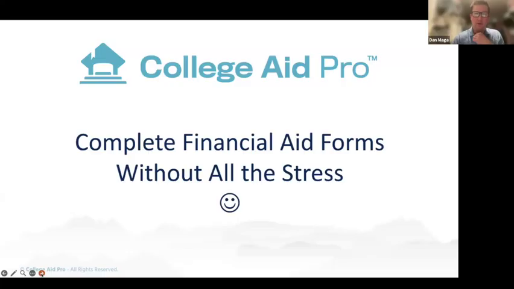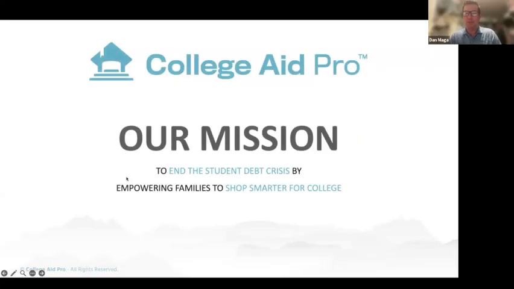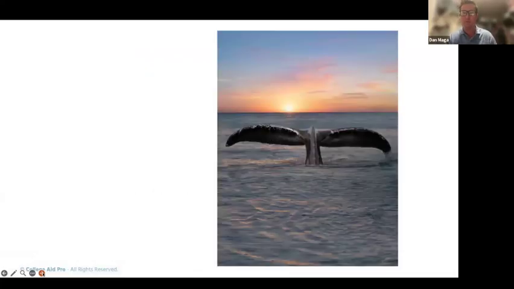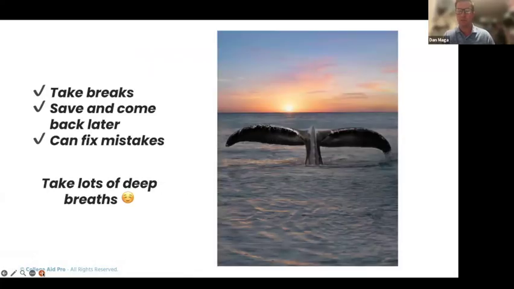Okay, let's get started. Here's our mission statement, which is pretty simply to end the student debt crisis by empowering families to shop smarter for college. And we're going to hopefully do some of that tonight with how you're going to fill out these forms, and hopefully doing it in your best interest, not the schools, which ideally is going to increase your potential grants and reduce your out of pocket.